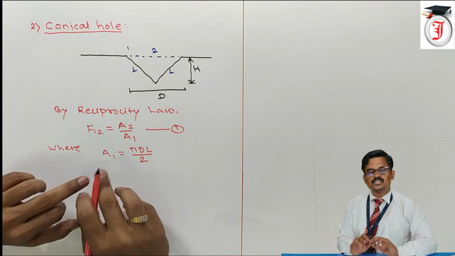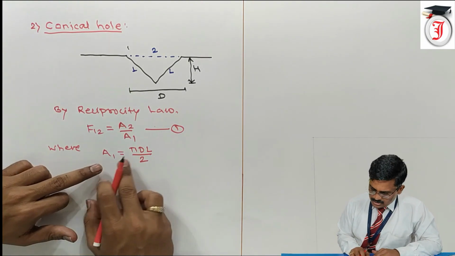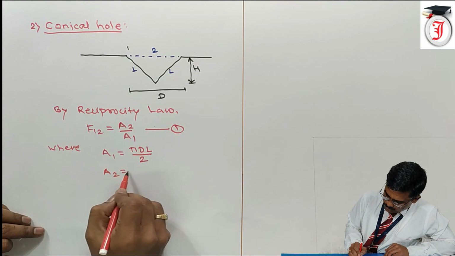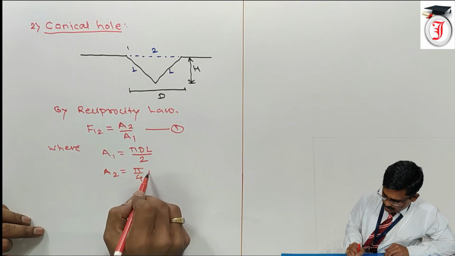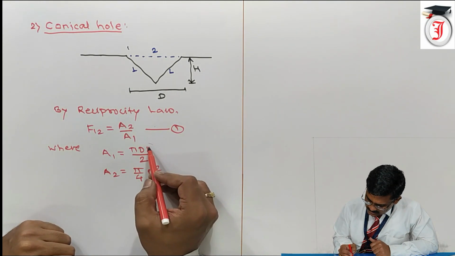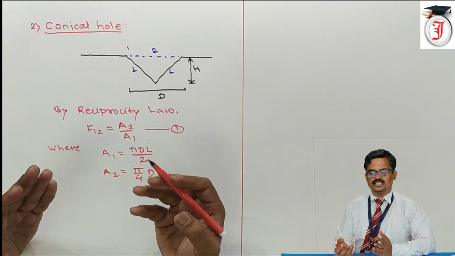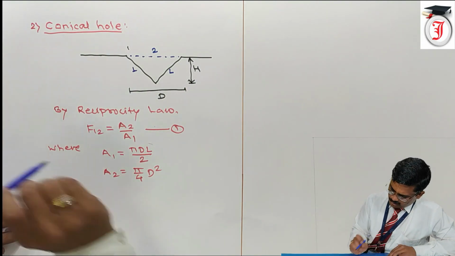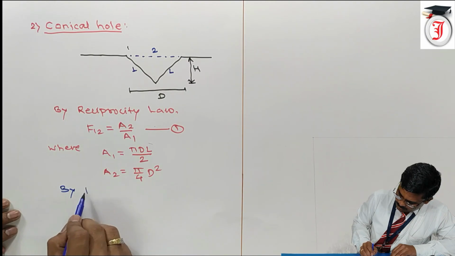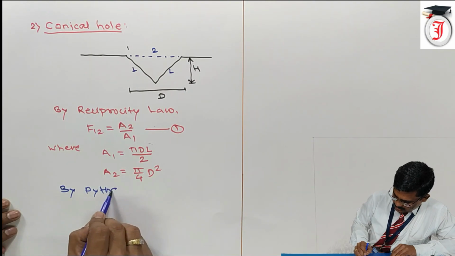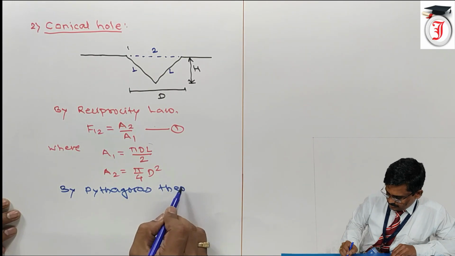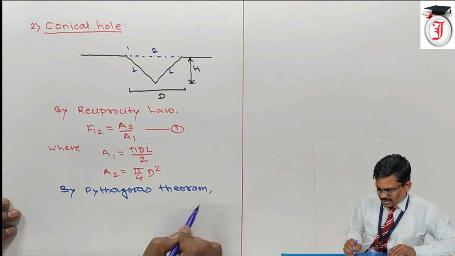Keep in mind this surface area of a cone is pi d l upon 2, and surface area of A2 is pi by 4 d square. We can easily determine slant height by applying Pythagoras theorem. So let us calculate the value of L first. So by Pythagoras theorem, we can easily calculate slant height.